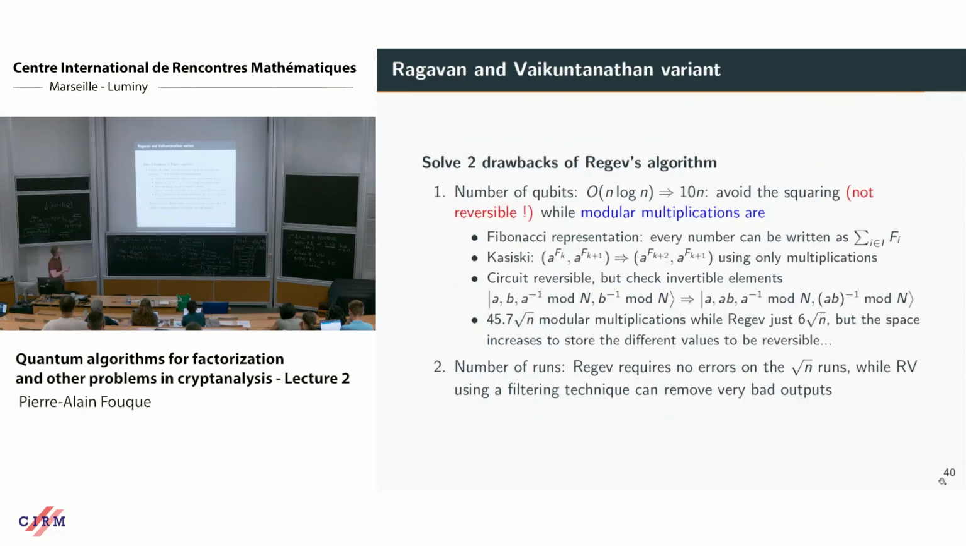But in fact, Ragavan and Vaikuntanathan describe a very smart way to do the computation. They observe that the squaring is not reversible, and it's the main drawback of Regev's algorithm, because you need so many qubits. And so they develop a smart way to do the exponentiation without having to square the value. And the idea comes from what was described in 2017 by Kaliski.